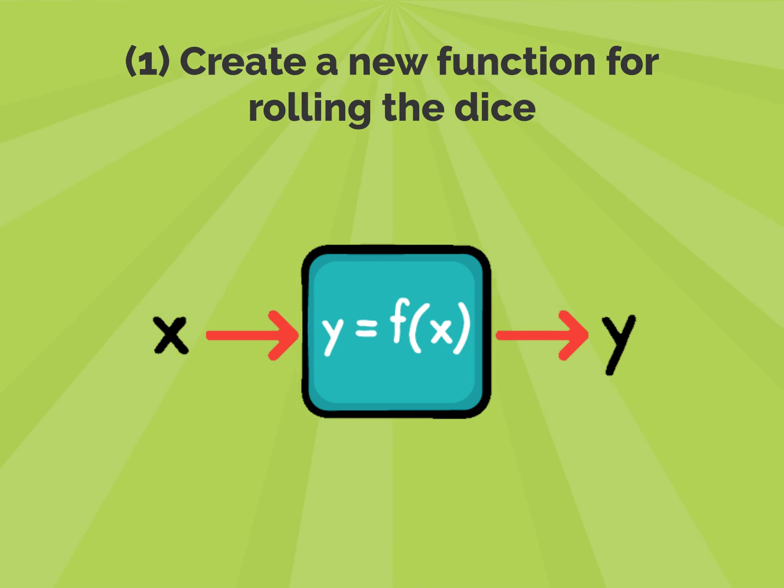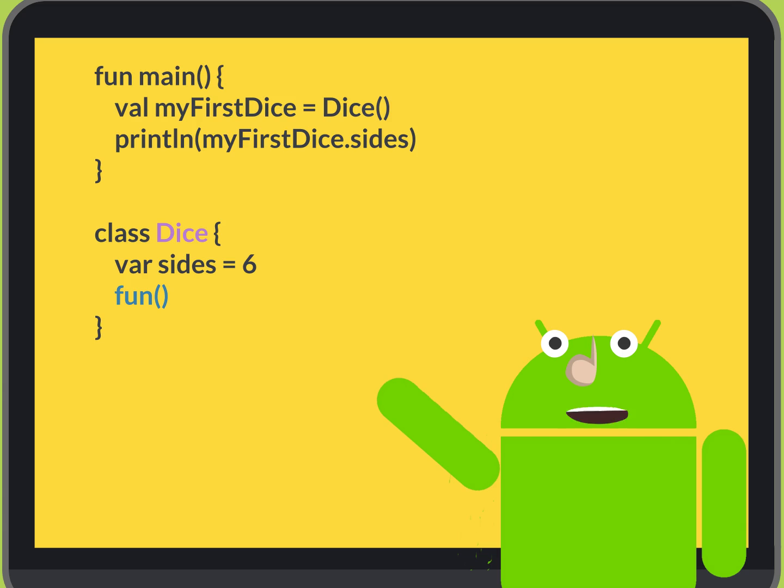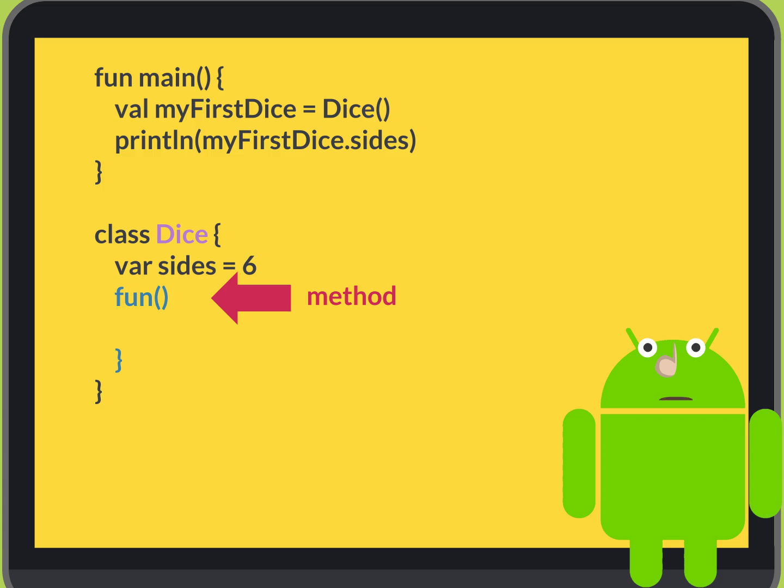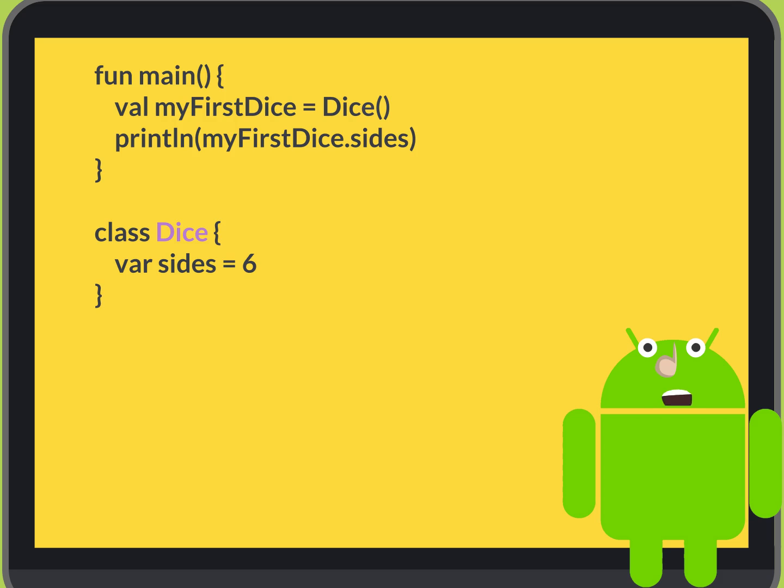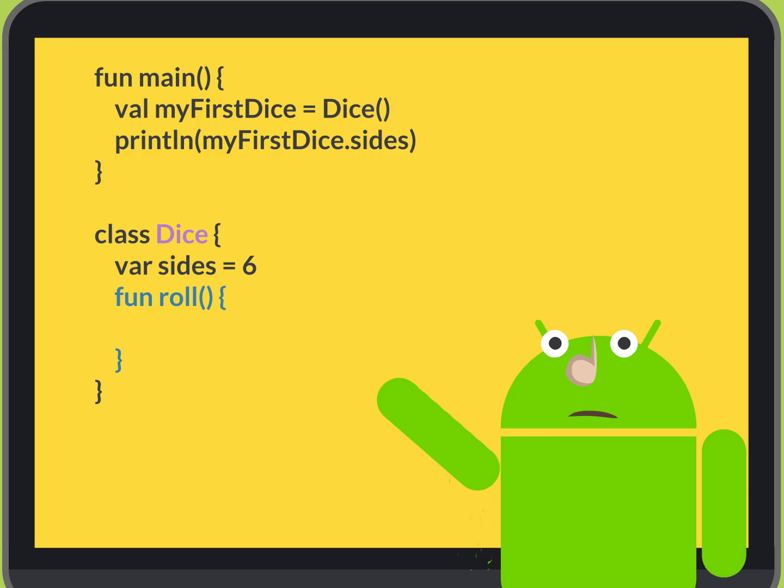1. Create a new function for rolling the dice. In the dice class, under the sides variable, insert a blank line and then create a new function for rolling the dice. A function defined in a class is also called a method. Since dice can be rolled, you can add a function to it in the dice class. Start with the Kotlin keyword fun, followed by the method name, followed by parentheses, followed by opening and closing curly braces.